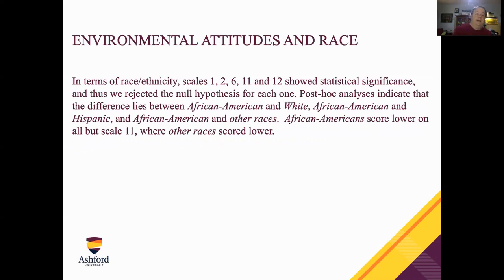Environmental attitudes and race. In terms of race ethnicity, scales 1, 2, 6, 11, and 12 showed statistical significance, and thus we rejected the null hypothesis for each one. Post hoc analyses indicate that the difference lies between African American and white, African American and Hispanic, and African American and other races. African Americans score lower on all but scale 11, where other races scored lower.